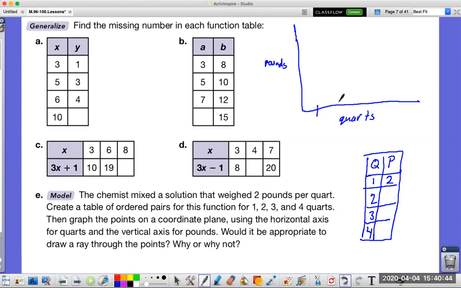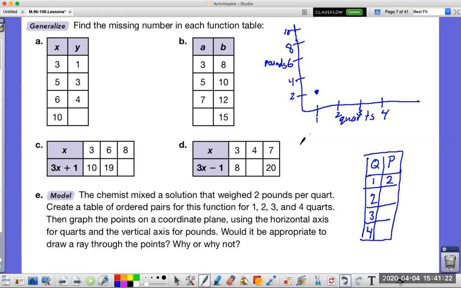Here's 1, 2, 3, 4. We only have 4 quarts that we're dealing with. It looks like I'm going to go by 2, 4, 6, 8, 10. And these are all worth 1 each: 1, 2, 3, 4. So the first quart, here's where that would be. 1 quart equals 2 pounds.